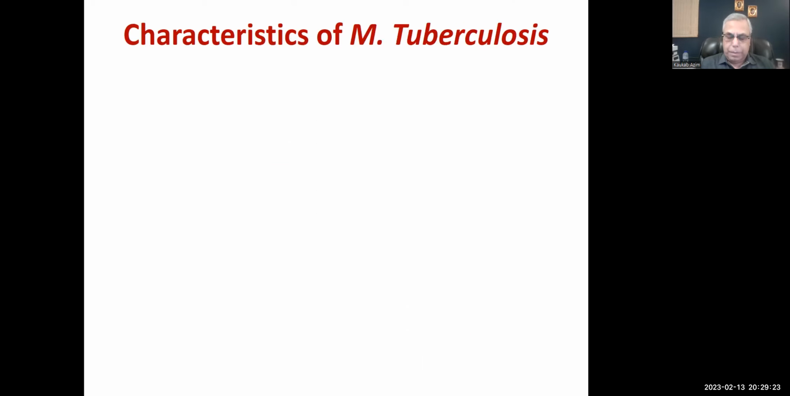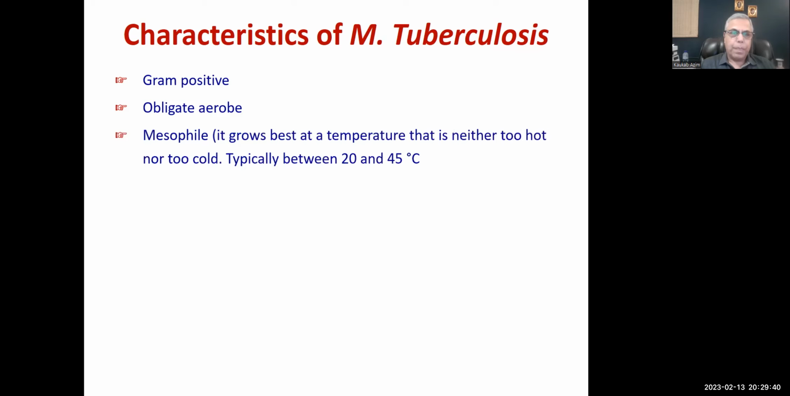Now, here is a quick review of your bacteriology. Some important points that you must remember about Mycobacterium tuberculosis. For example, it is a gram-positive bacteria. It is an obligate aerobe. It needs oxygen, right? It cannot live without oxygen. Mesophile is also important. It grows best at a temperature that is neither too hot nor too cold, typically between 20 and 45. This is very important.